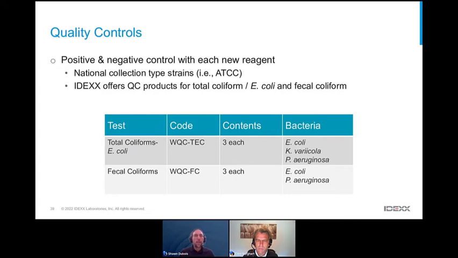When doing this kind of testing, we would always suggest using a type strain from a national collection like ATCC. This way you can be assured that the bacteria you're using is correct. IDEXX also offers a QC line of products that will match up with the different products that we sell. For example, there is a total coliform E. coli kit that will give you a positive for E. coli, a positive for total coliforms with Klebsiella variicola, and then a non-target organism, Pseudomonas aeruginosa, which should show no interaction for results.